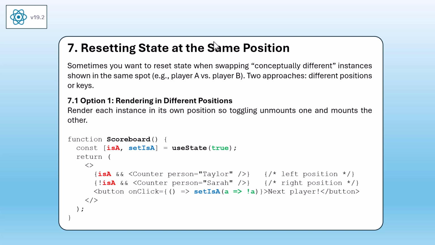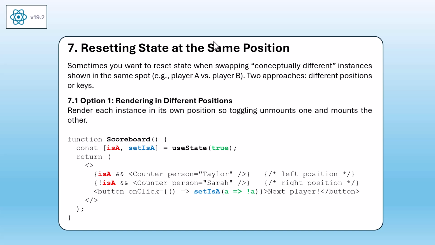Render the components in different positions. Give each component a unique key. 7.1 Option 1. Rendering in different positions. You can render each component in its own distinct place in the tree, for example, by using two conditional blocks. When one is visible, the other is not.